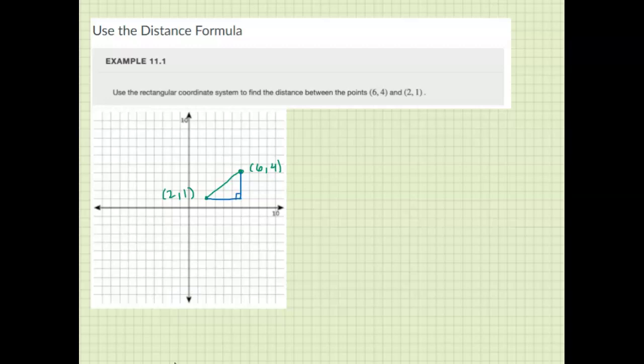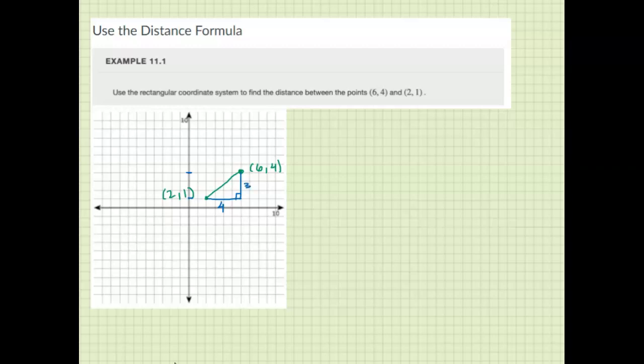All right, so we have this length right here, which is the distance between the x values. I'm going from 2 to 6, so there's 4 units. So this is 4 units. All right? And the vertical line, I'm going from y is 1 to y is 4. So that's 3 units. All right? So we get 4 across and 3 up.